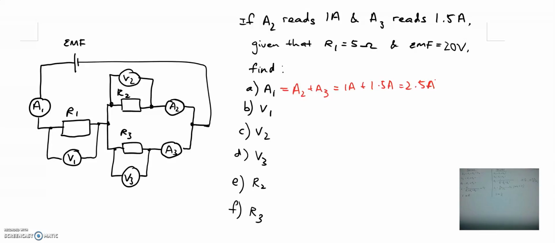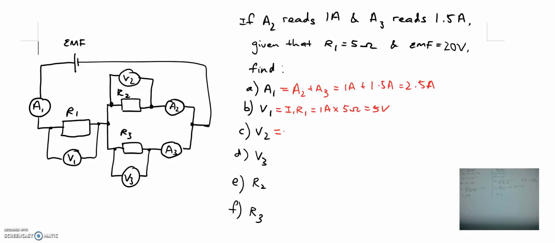Right, so you know A1, you know R1, you can actually find V1. So V1 equals I1 times R1. So you have 1 ampere times 5 ohms. That gives you 5 volts. Okay, now that you know V1 is 5 volts and you know the EMF is 20 volts, you will know what is V2 and V3.